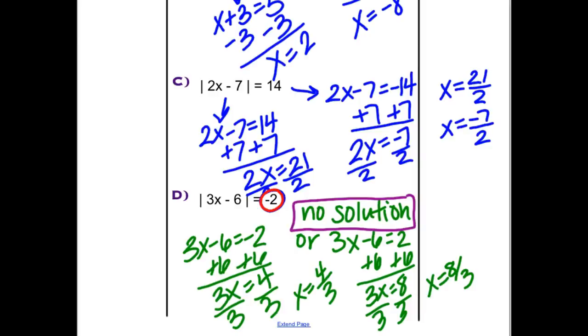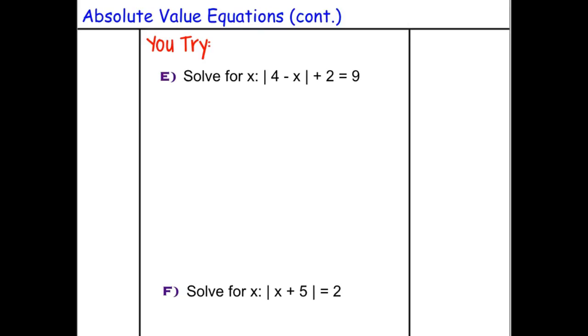So now we have some Your Try problems. Looking at the problem, it says solve for x: the absolute value of 4 minus x, plus 2, equals 9. We want to get the absolute value by itself. So, reminder, we're going to subtract the 2 to start us off, so that we get our absolute value by itself. You always want to get your absolute value alone first before you split into your two equations. So we've got E and F for you, and we can bring your questions to class tomorrow.